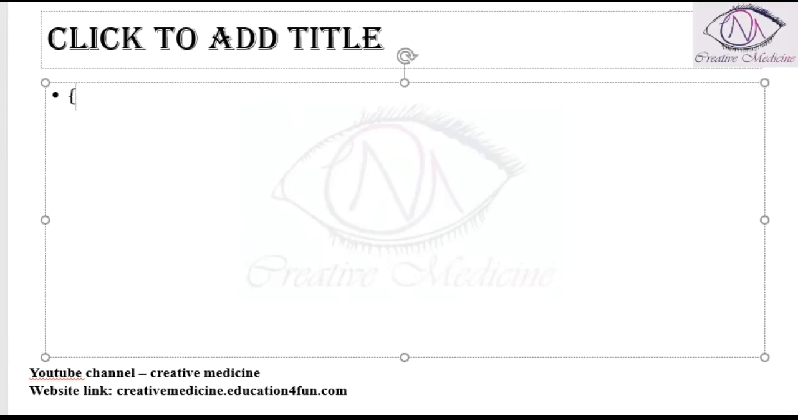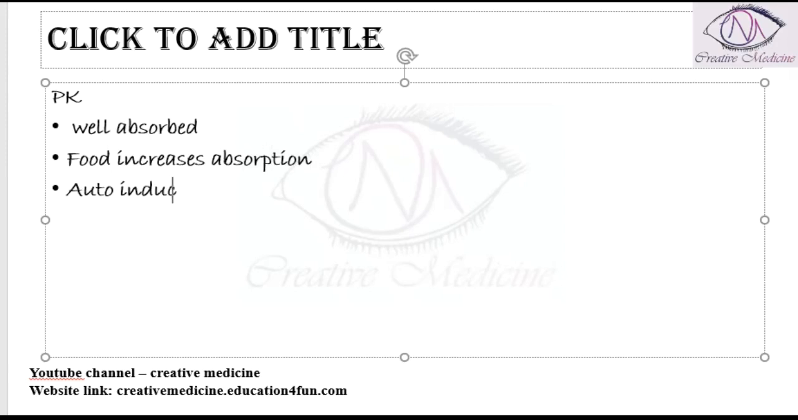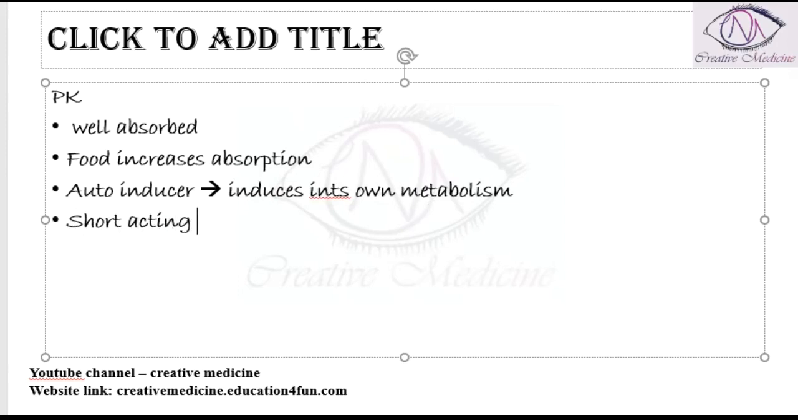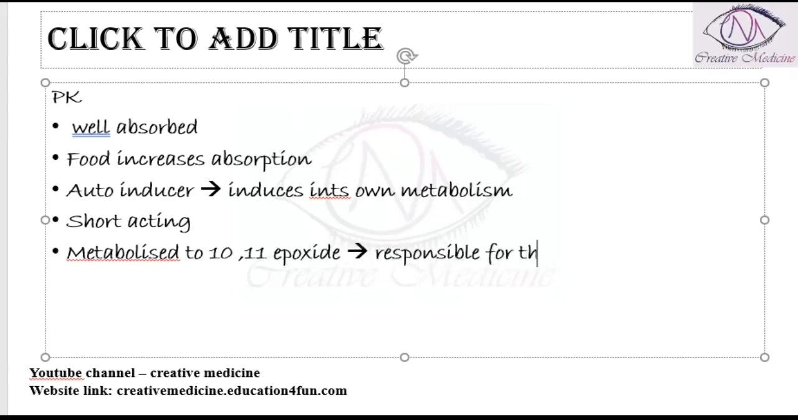Then the pharmacokinetics of carbamazepine. Carbamazepine is well absorbed, and food increases the absorption. Carbamazepine is an auto-inducer, so it induces its own metabolism. Carbamazepine is a short acting drug and it is metabolized into 10,11 epoxide. Because it is metabolized into 10,11 epoxide, and this 10,11 epoxide is actually responsible for the side effects of carbamazepine.